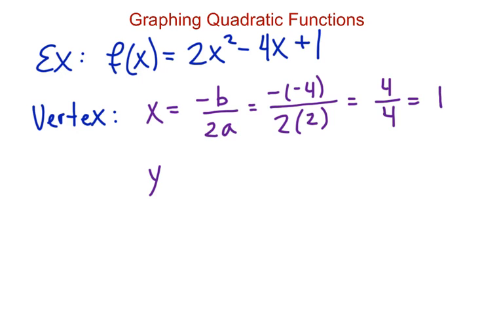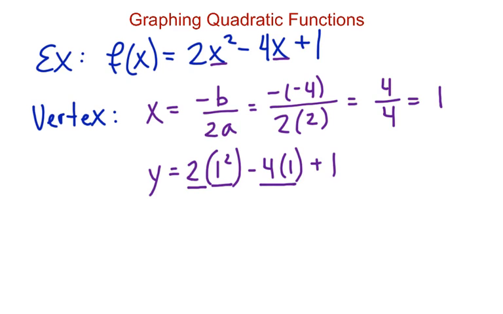To find the y value, we're just going to take that x value we found and replace it in the function. So y in this case will be 2 multiplied by 1 squared minus 4 times 1 plus 1. We'll follow our order of operations there. So 1 squared is 1, times 2 is 2, minus 4 is negative 2, plus 1 is negative 1. So our summary there is the vertex would be 1, negative 1.